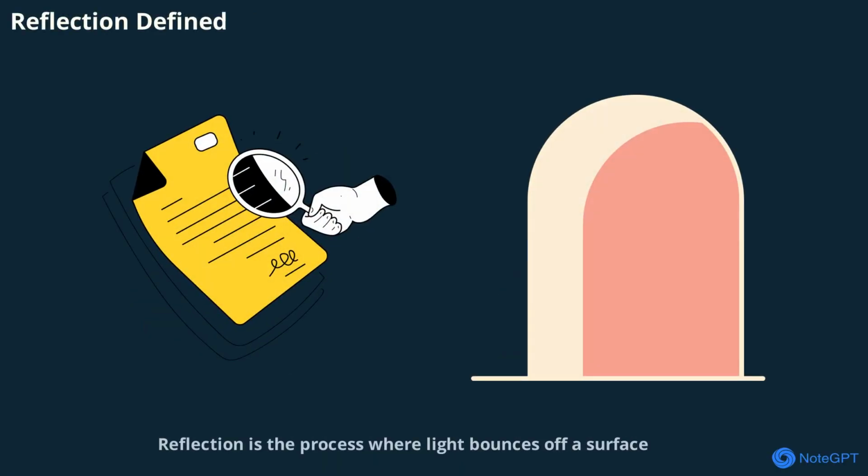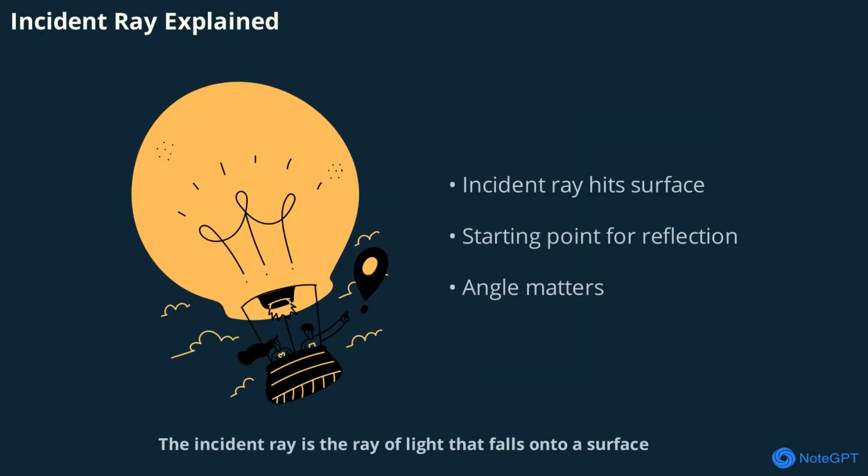Reflection is the process where light bounces off a surface. When you look into a mirror, the light from your face hits the mirror and reflects back to your eyes, allowing you to see your image. This phenomenon is not limited to mirrors, it happens with any shiny surface. Reflection is responsible for many optical effects and is a key principle in designing devices like periscopes, telescopes, and even cameras.